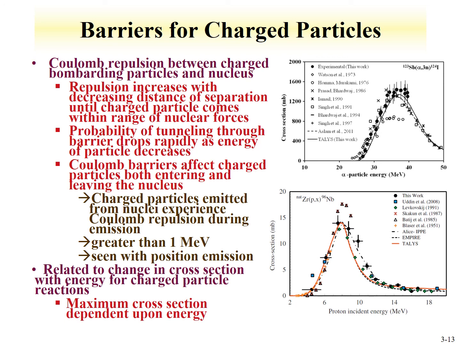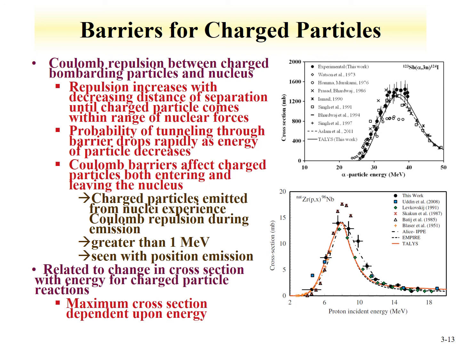Now these Coulomb barriers are also going to have an impact on the charged particles entering and leaving the nucleus. The charged particles that are emitted from the nucleus can experience an acceleration due to this Coulomb repulsion, and we've discussed this when we discussed beta decay, where positron emission from the nucleus can be energetically favored due to this repulsion, and we gave an example with the copper-64 nucleus.